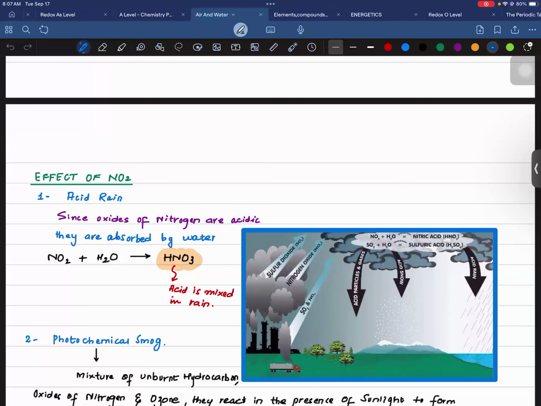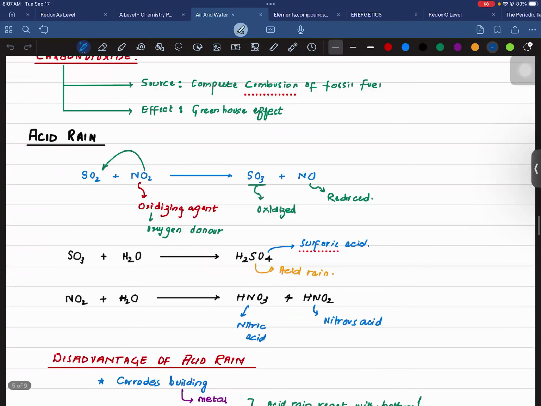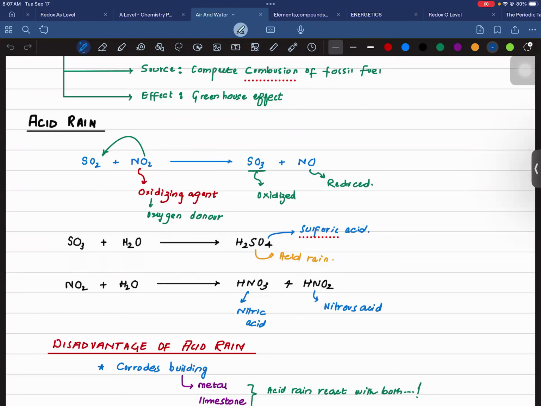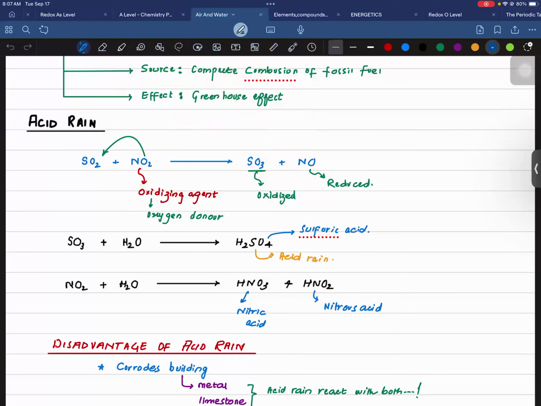Okay. So in today's class we will discuss in detail how acid rain is produced. Remember, acid rain is produced by the reaction of NO2 with water and by the reaction of SO2 with water. There are two sources of acid rain. The first is NOx, like NO2, and the second is SO2. NO2 can produce acid rain, and sulfur dioxide can also produce acid rain.